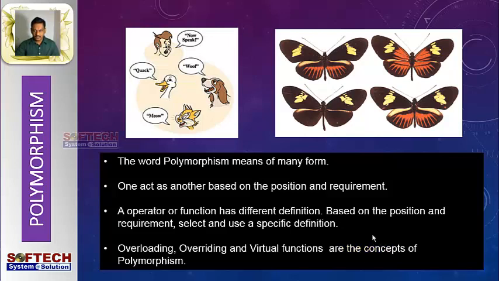That is, we can give additional meaning to the existing one. This is the major part of polymorphism. If we access the function, it has different versions. Based on the requirement and the position, it selects any one of the functions. The same name has more than one function. At the time of accessing, it selects any one based on the position and the requirement. This is polymorphism.